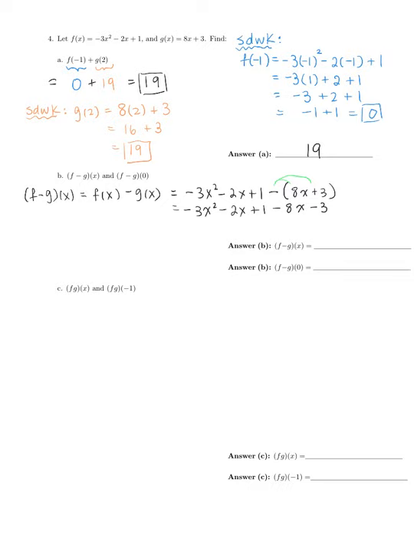All right, now let's combine the like terms. So we have negative 3x squared, and then I could combine negative 2x and then minus 8x. So you're going to have negative 10x. And then I can combine plus 1 minus 3. So that's, what is that, minus 2. All right, so that's going to be our answer.